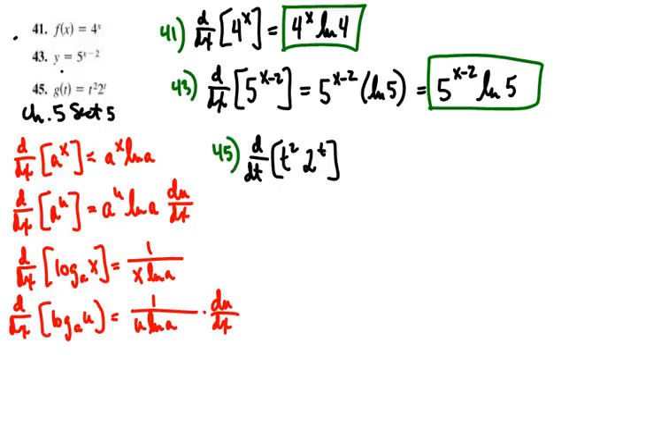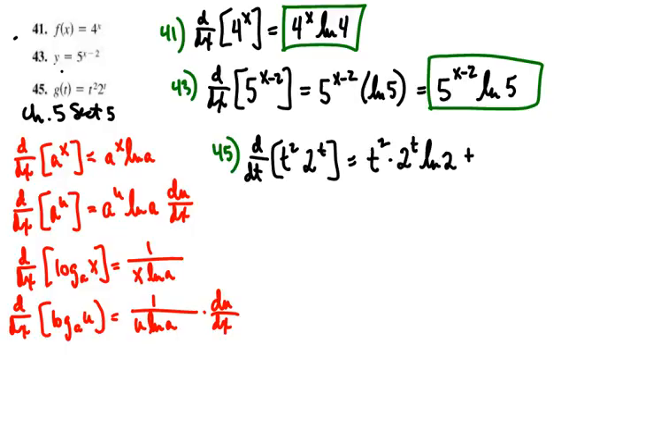Number 45. In this case, we're looking for the derivative of t squared times 2 to the t. And here you have a product, a polynomial times an exponential. But it doesn't matter, we're just going to apply the product rule. And so we have 1 d2, the derivative of 2 to the t is 2 to the t times the natural log of 2. Plus, so that's 1 d2 plus 2 d1.